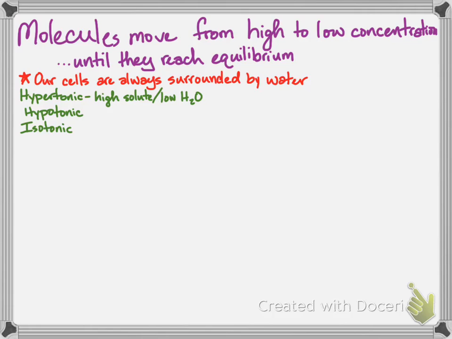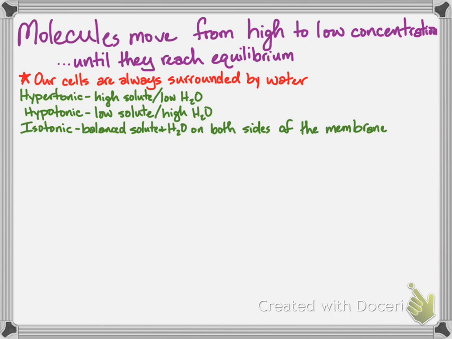Hypotonic's the opposite. Having low solute frees up a lot of the water molecules, like the water's not stuck to a sodium ion anymore, it's free to move around, so that increases your water concentration. And then isotonic means that you have a balanced concentration of solutes and water on both sides of the membrane.